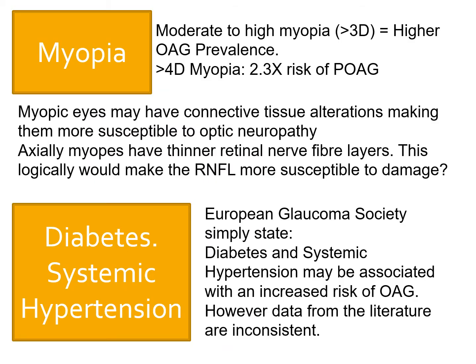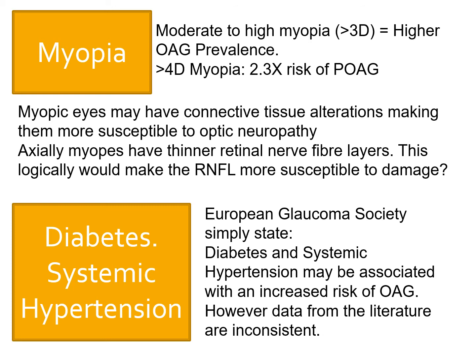So more of these risk factors though: myopia, moderate to high myopia, greater than 3 diopters, it's a very much higher prevalence of OAG. So myopic eyes, well, they may have connective tissue alterations, making them more susceptible to optic neuropathy anyway. But frankly, from my point of view, they're stretched eyes anyway, aren't they? The whole retinal nerve fiber layer is under a lot of stress there anyway. So I would argue that they're probably just more susceptible to damage anyway.